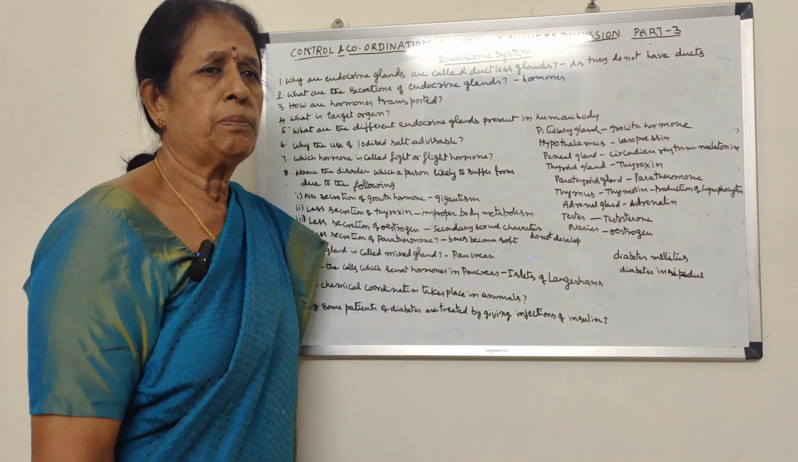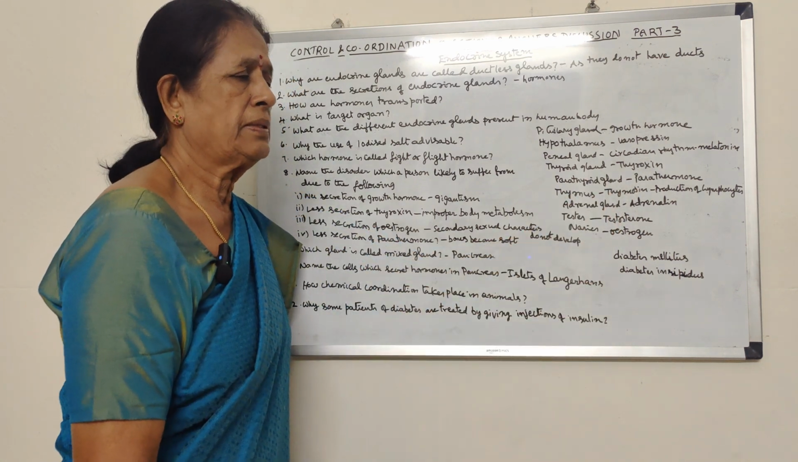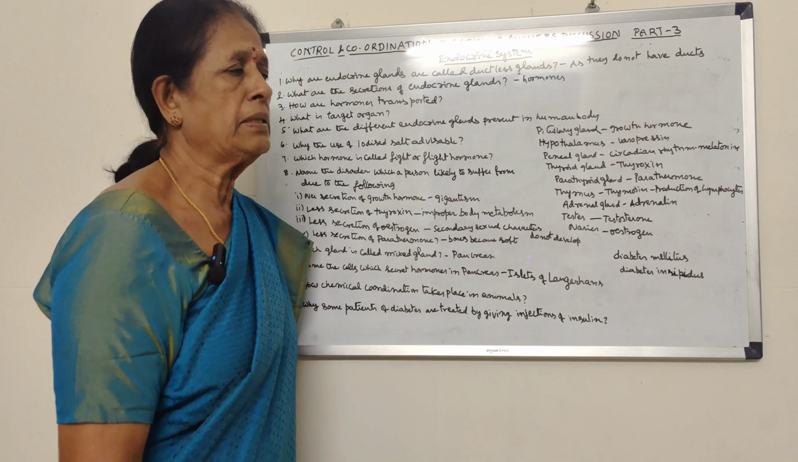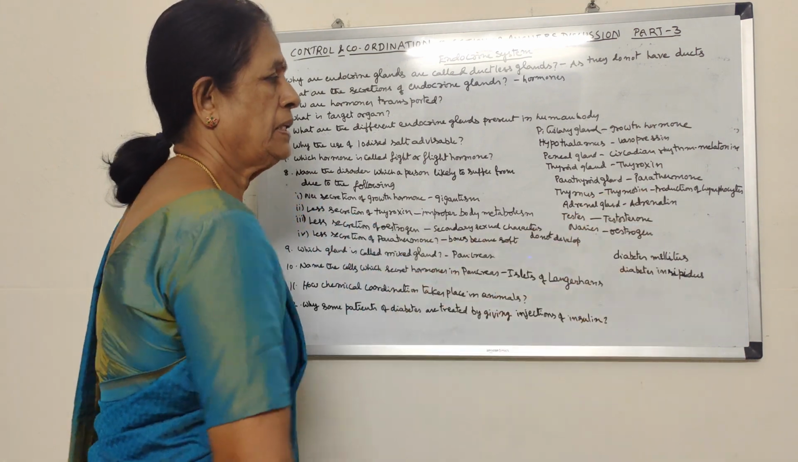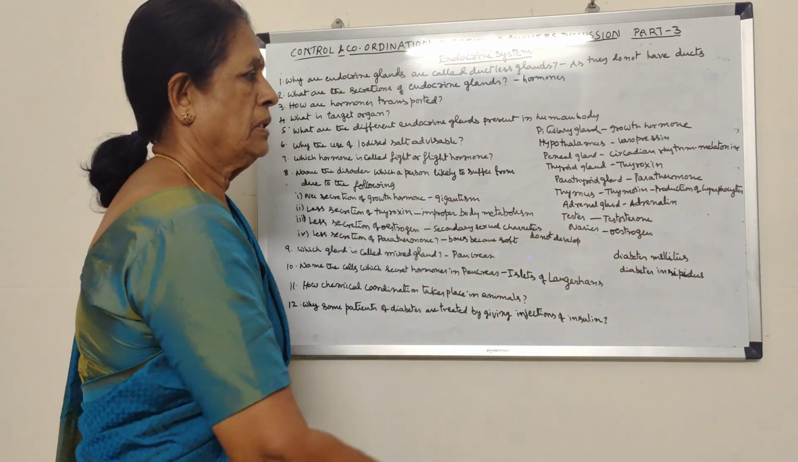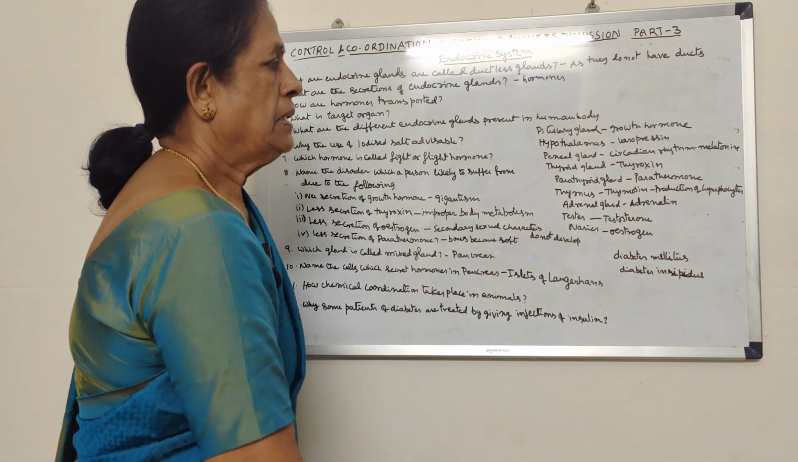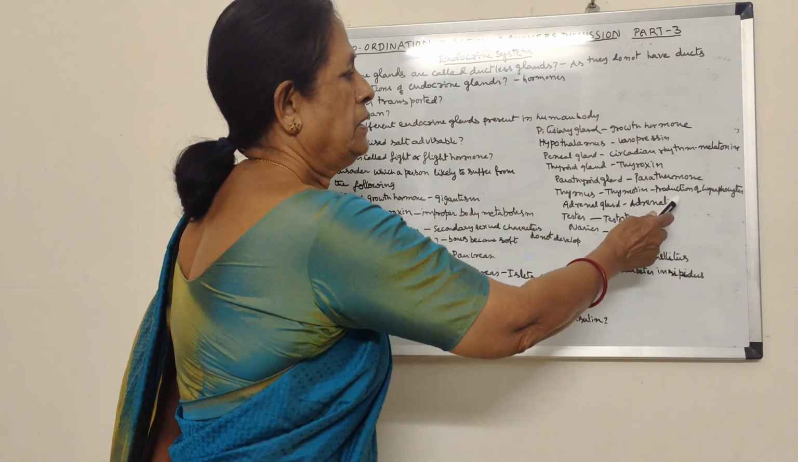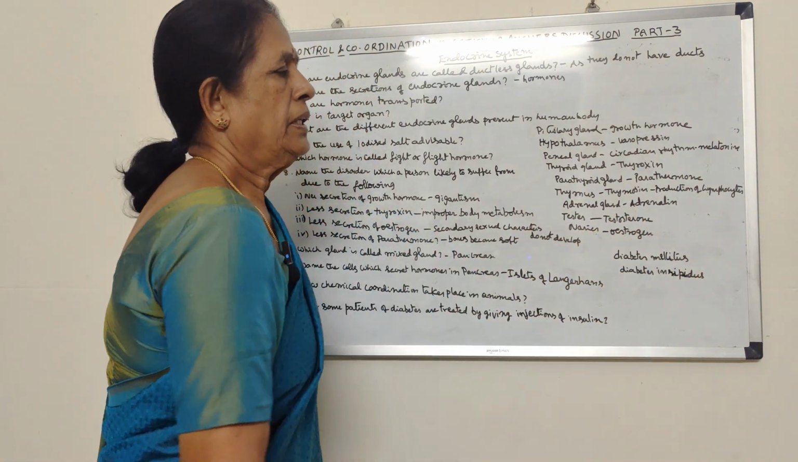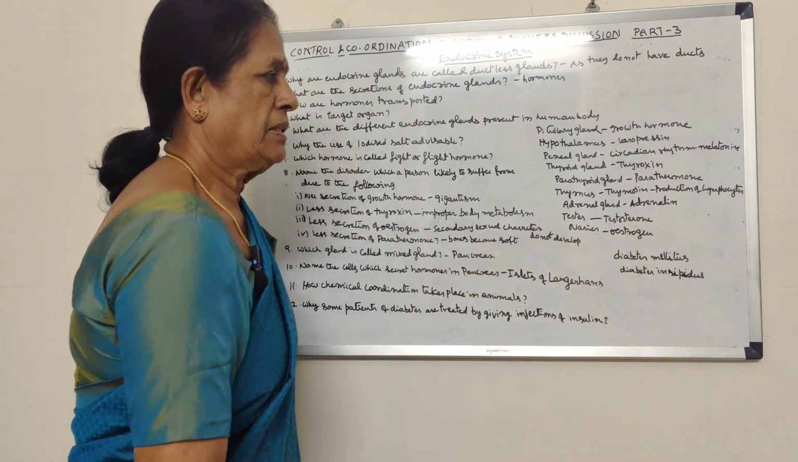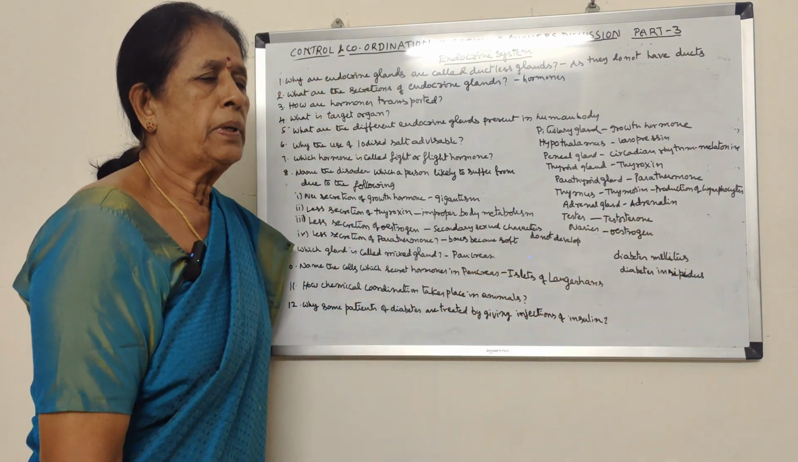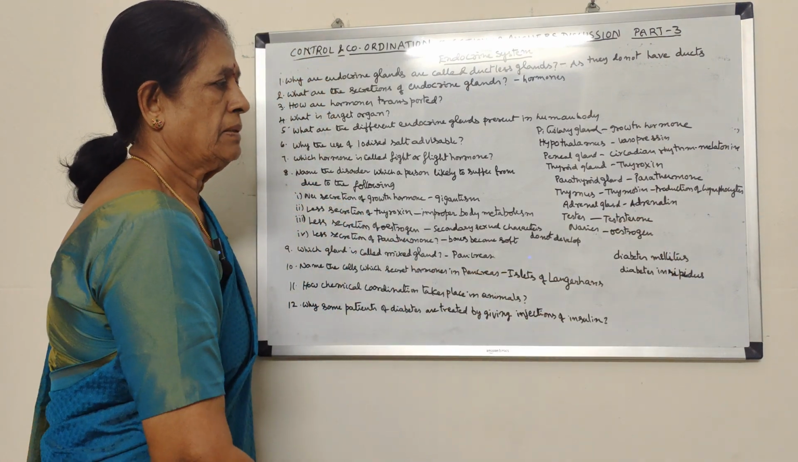The parathyroid gland secretes parathormone. It helps in the absorption of calcium and phosphorus in blood and bones. It maintains the levels of calcium and phosphate in blood and bones. And the thymus secretes thymosin, which is very helpful in the production of lymphocytes, which play an important role in the defense mechanism.